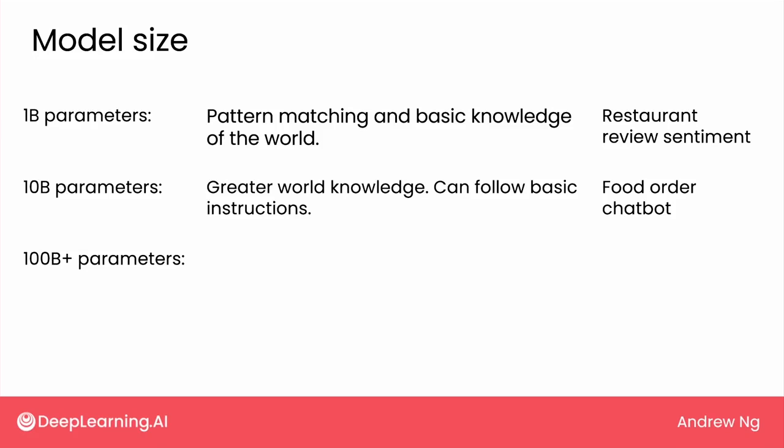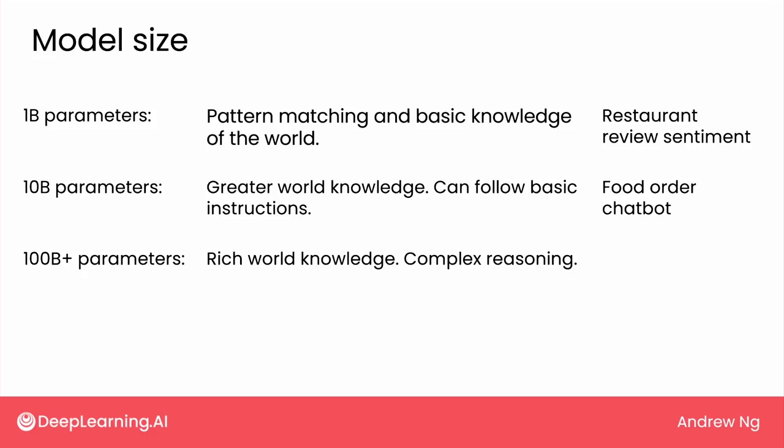And then the very large models, say 100 billion plus parameters, will tend to have very rich world knowledge. They'll know a lot of things about physics and philosophy and history and science and so on. And they'll be better as well at complex reasoning. This is why if you're building a food order chatbot, maybe you don't need the chatbot to know so much about history and philosophy and all of these other things under the sun.